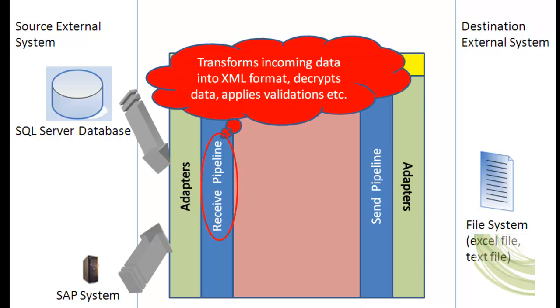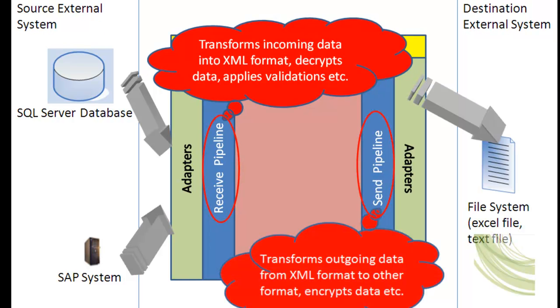Receive pipelines will help in transforming the incoming data into XML format. Why incoming data? Because the data is coming from the source into BizTalk. So we call it incoming data. Receive pipelines will help in transforming the incoming data into XML format. Next, what is the job of send pipeline? Send pipeline helps in transforming the outgoing data from XML format to other format.